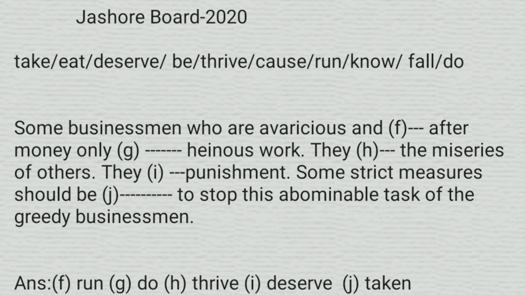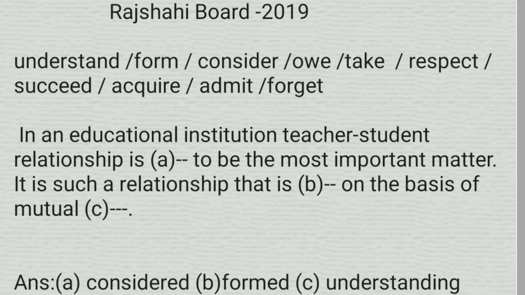Dear students, now we will solve our second board question. It has been taken from Rajshahi Board 2019. The given verbs are understand, form, consider, owe, take, respect, succeed, acquire, admit and forget. Now we will read the passage. In an educational institution, teacher-student relationship is dash to be the most important matter.